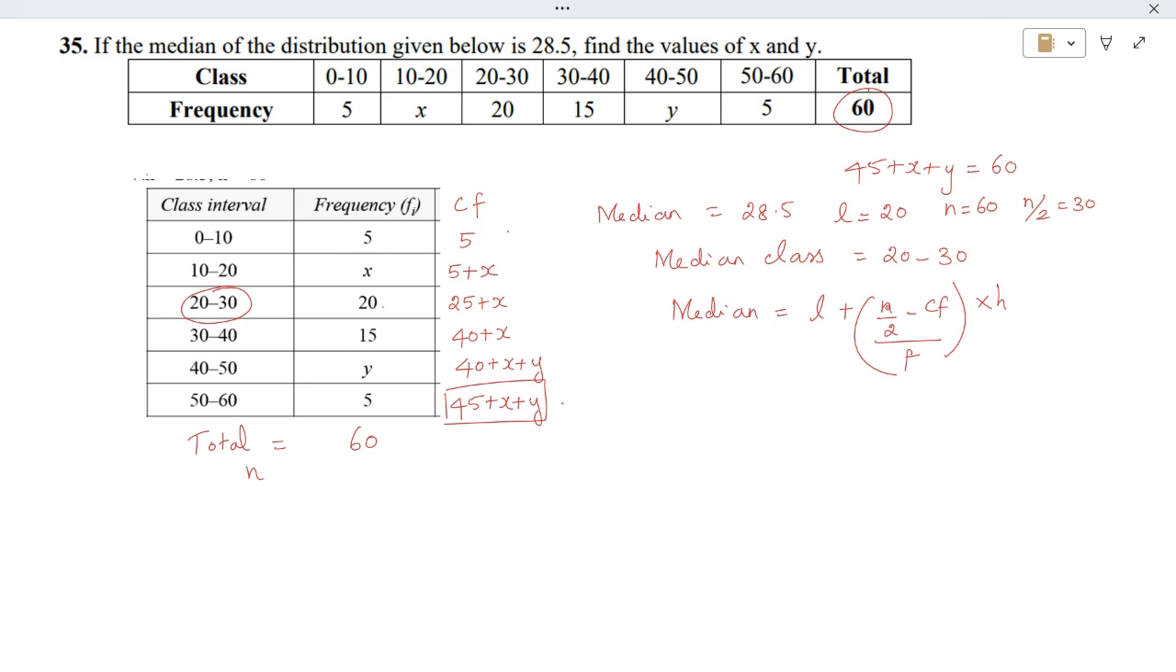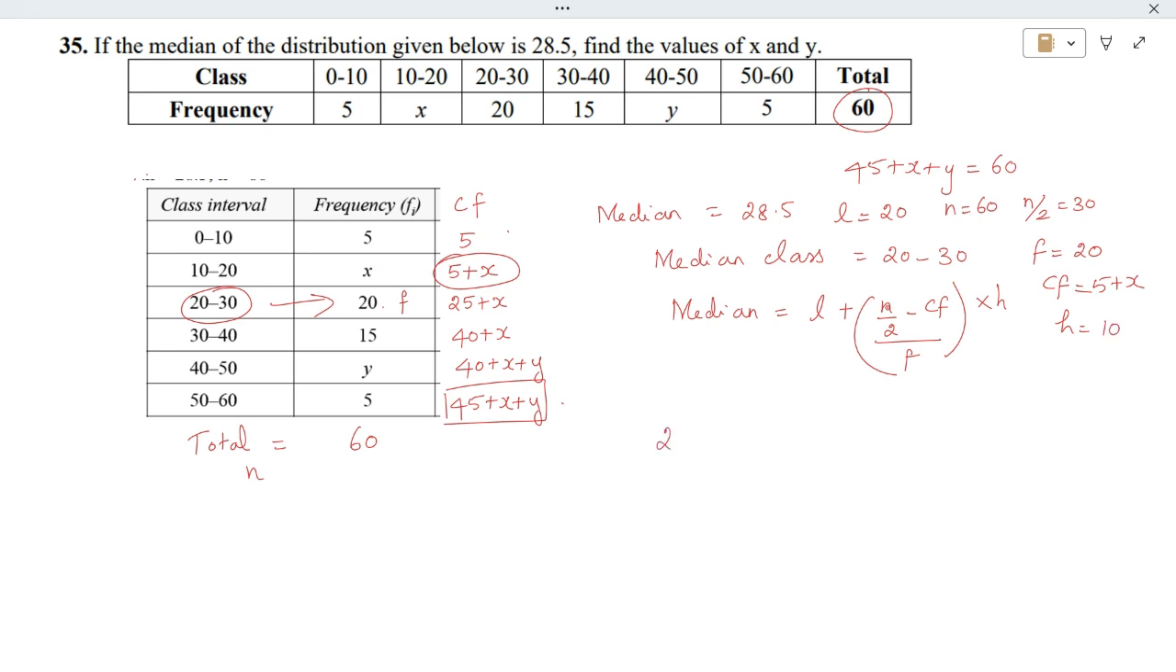And what is f? f is the frequency in the median class. So f is going to be 20. And what is cumulative frequency? The previous value of the median class, that is 5 plus x. So I'm going to substitute all this. Okay, and what is h? h is the class size, that is class size 20 to 30 is going to be 10.